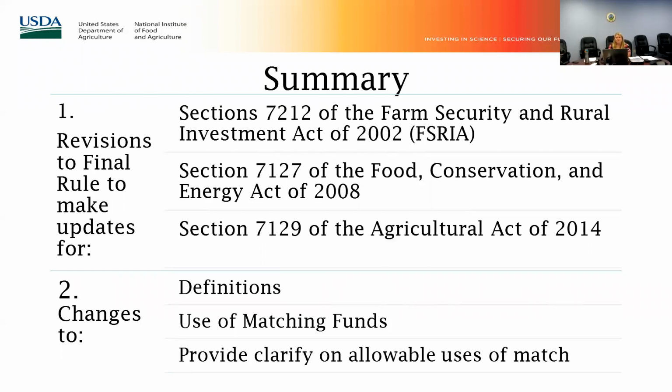The first thing we did was to make updates for the last 3 farm bills. This rule had not been updated in over a decade, so we were a little bit behind on some of the requirements. The second area was making changes, and those primarily were to the definitions and to the section that identified allowable uses of matching funds. We really focused on clarifying what are allowable uses of match.